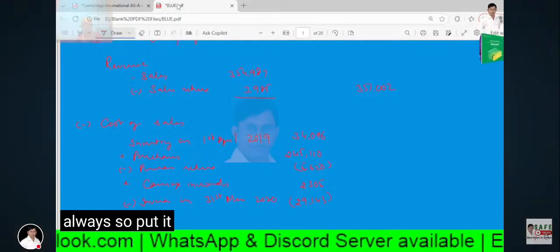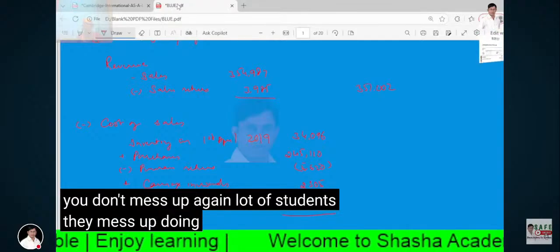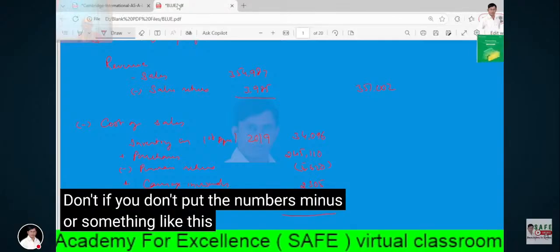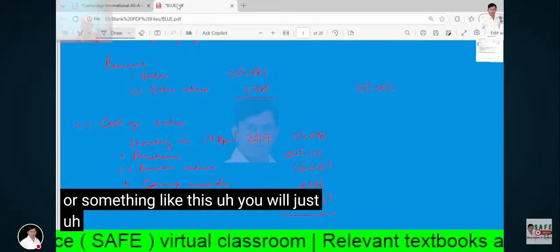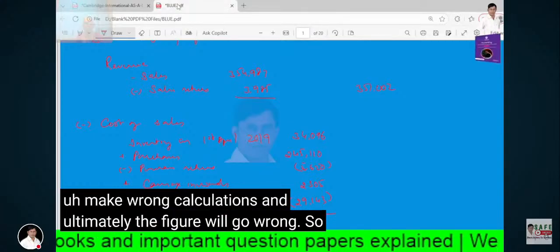Always put it in bracket so that you don't mess up again. A lot of students mess up doing calculations. If you don't put the numbers in minus or something like this, you will just make wrong calculations, and ultimately the figure will go wrong. So you lose.